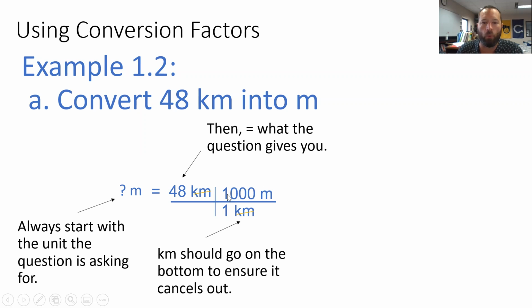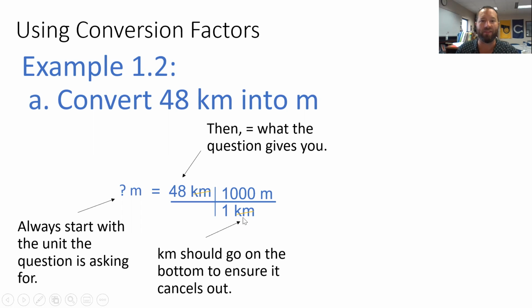And I end up with 1,000 meters is my conversion factor. 1,000 meters is 1 kilometer. That's why I'm able to put them over each other like this, top to bottom. Again, what we have to remember is the K, kilo, stands for 1,000. So if I have a K of meters, that means 1,000 meters.